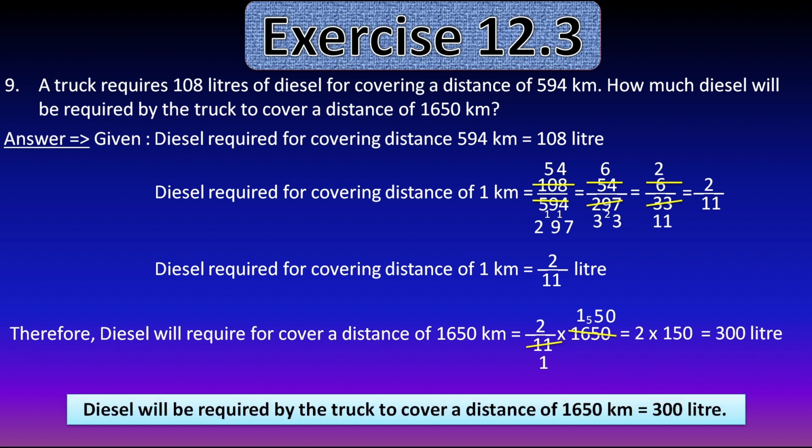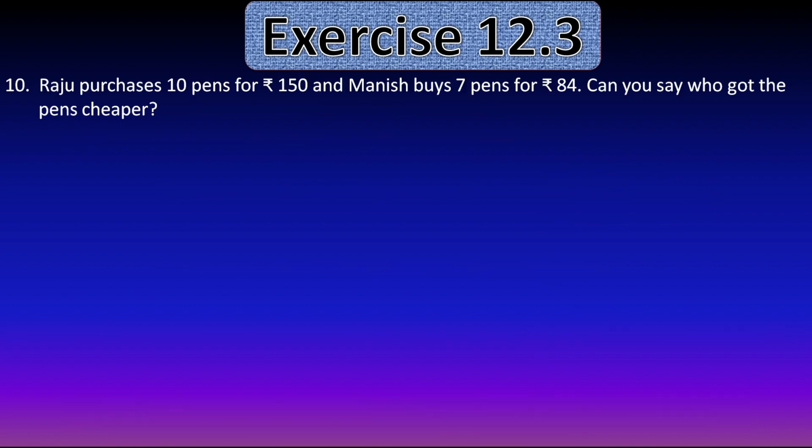That means diesel required by the truck to cover a distance of 1650 kilometer is equal to 300 liter. Okay. So the next question is 10th one. Raju purchases 10 pens for rupees 150 and Manish buys 7 pens for rupees 84. Okay. Can you say who got the pens cheaper? Okay. First of all, we will solve for Raju.